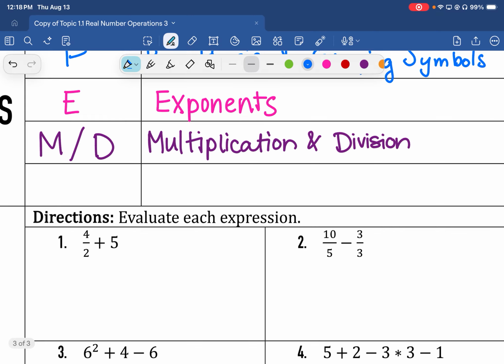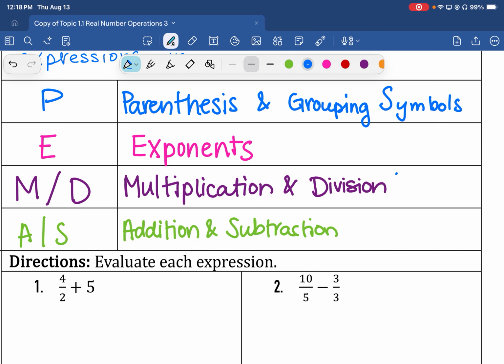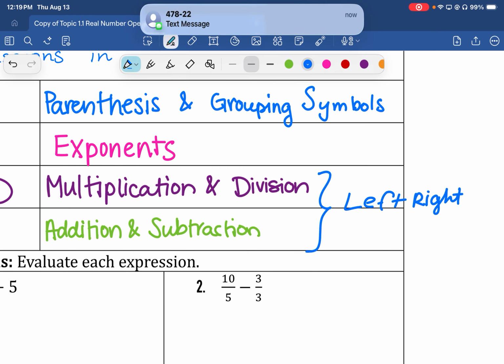All right, so with that being said, what is the next part of this? And both of these have to do what? Which way do they both go? Left to right. Left to right. And then we're only going to do a couple of these examples on this sheet before we move on.